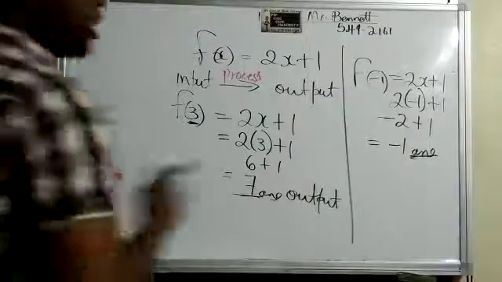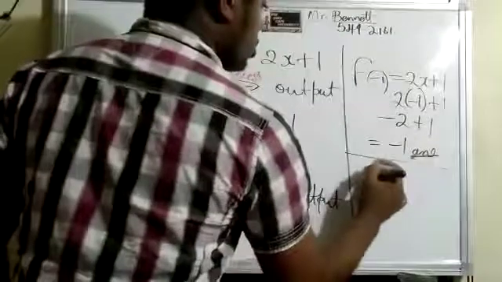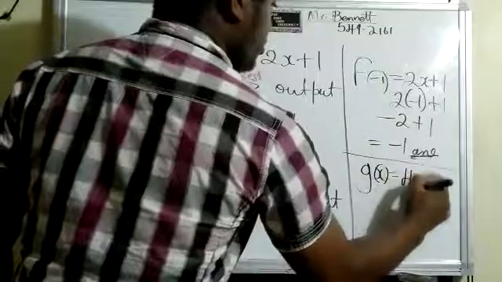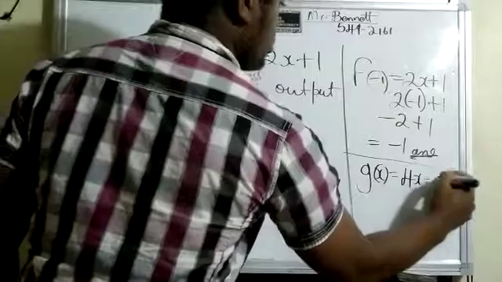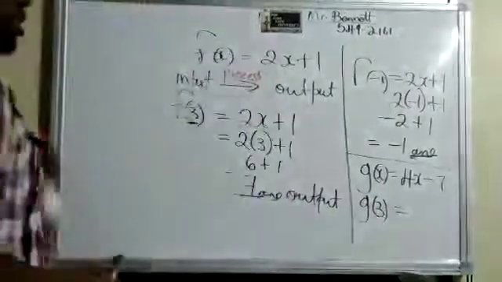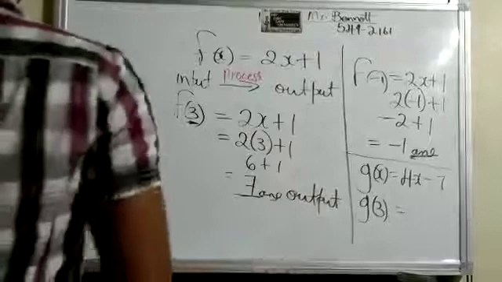Now I want you guys to try this one. No cheating now. Say g of x is equal to 4x minus 7, and you're going to find g of 3. Leave that in the comment section. Alright guys, leave your answer for this one in the comment section.